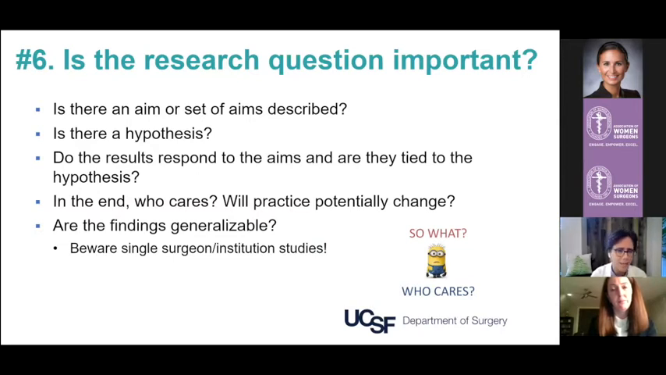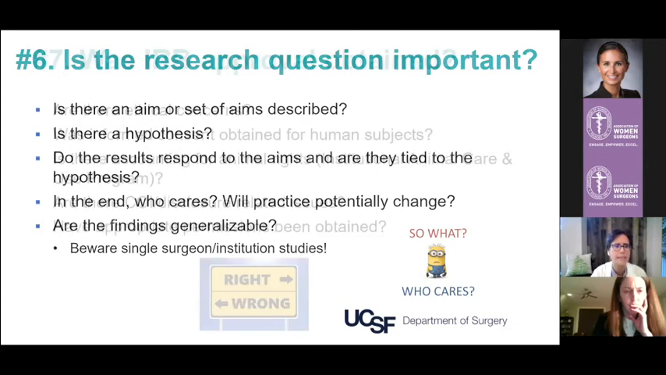Number 6, is the research question important? So is there an aim or a set of aims described, and is there a hypothesis? Certainly there is a place in science for hypothesis generation, but probably the best studies are hypotheses confirmatory. So do the results presented respond to the aims, and are they tied to the hypothesis? And in the end, who cares? Will practice potentially change? And are the findings generalizable? I would say there is rarely now a place for the single surgeon, single institution study.